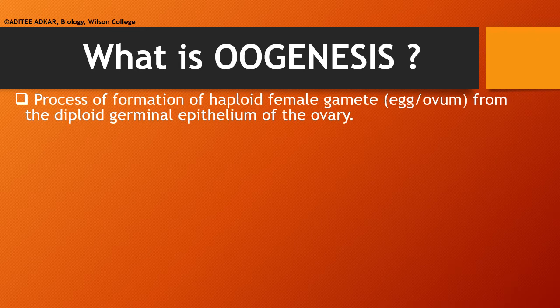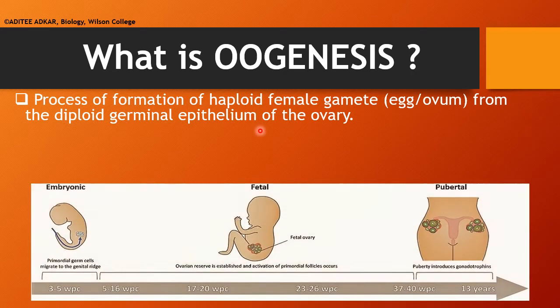Gametogenesis is the process of gamete formation. Spermatogenesis is the process of male gamete formation, while oogenesis is the process of female gamete formation. Oogenesis is the process where the haploid female gamete, that is egg or ovum, develops from the diploid germinal epithelium layer of the ovary. When does this process begin?